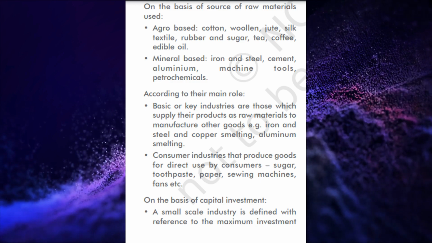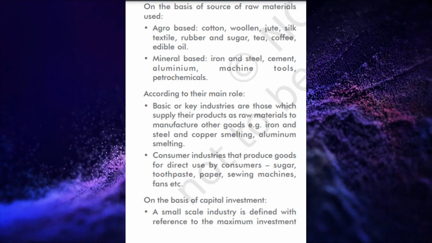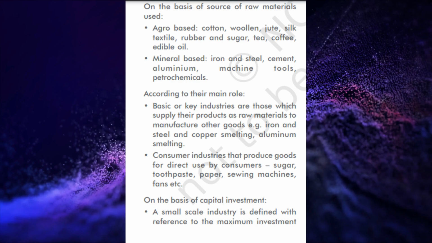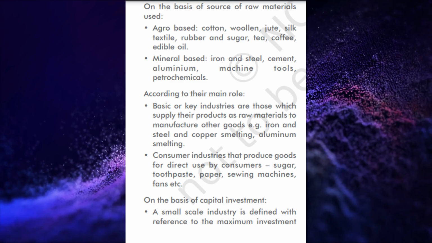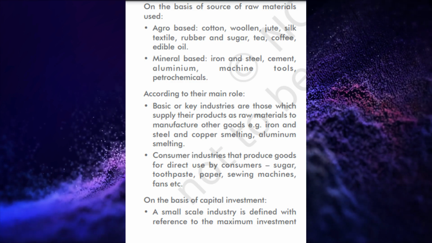According to their main role, basic or key industries are those which supply their products as raw materials to manufacture other goods, e.g. iron and steel, copper smelting, aluminum smelting. Consumer industries produce goods for direct use by consumers: sugar, toothpaste, paper, sewing machines, fans, etc.